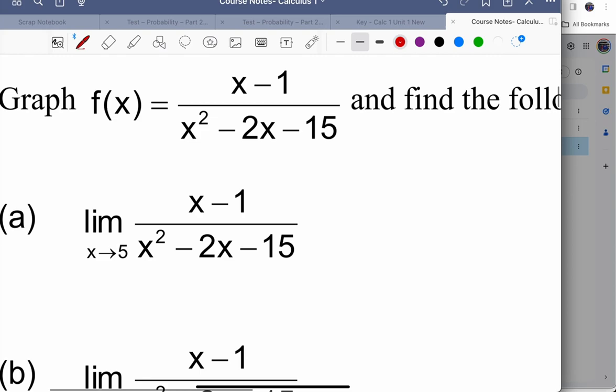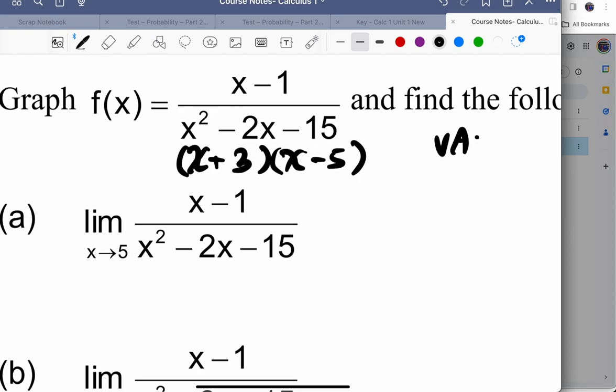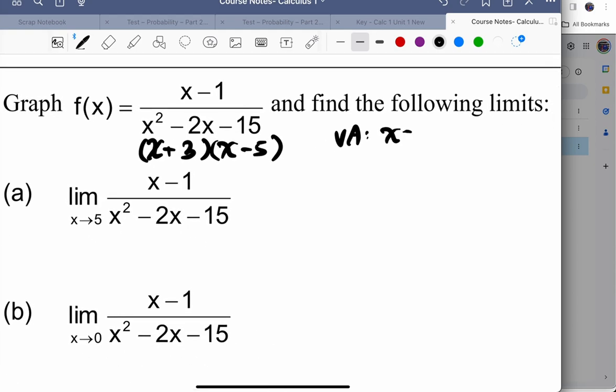If you look at the factors of the bottom, I'm going to find the factors of the bottom here because I want the vertical asymptotes, if they exist, and if there's a hole, I want to pull that out too. I just factored everything: x plus 3 and x minus 5. So the vertical asymptotes are x equals negative 3 and x equals positive 5. And we also have a horizontal asymptote.